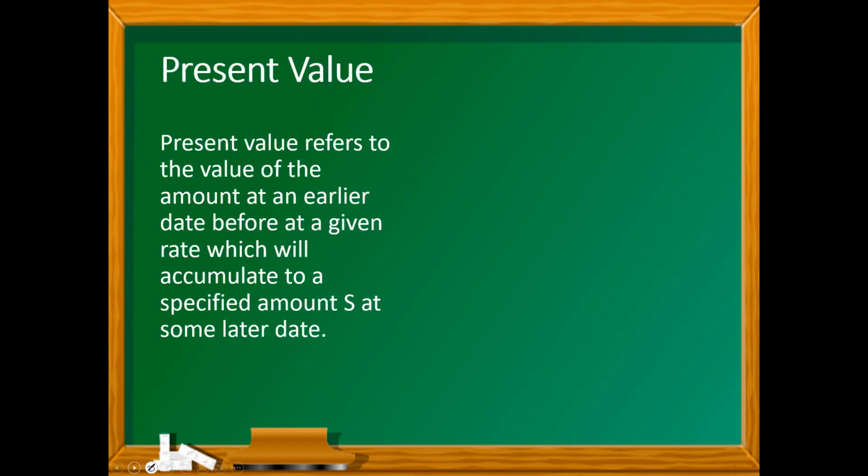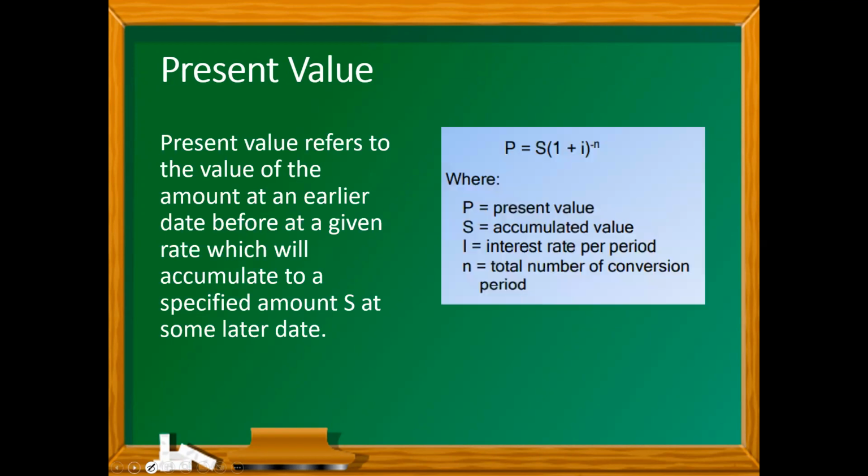And when we say present value, this refers to the value of the amount at an earlier date, at a given rate, which will accumulate to a specified amount S at some later date. And we are going to use this formula, solving for the present value, which equals S times quantity 1 plus i, quantity to the negative n, where S is the accumulated value, also known as the future value, and i is the annual interest rate divided by the rate per period.